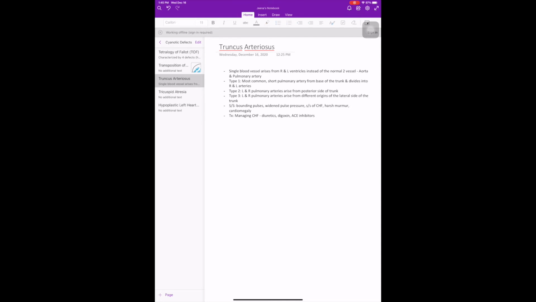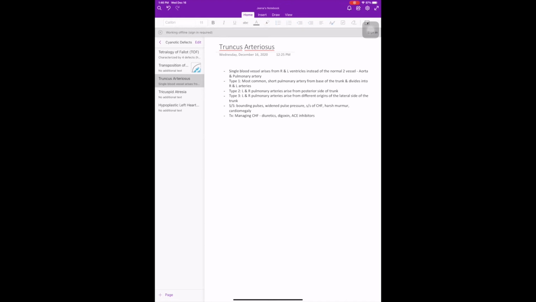So this is where both vessels are just spanning from both ventricles. So in a sense, you're going to have mixed blood, and that's why it's another cyanotic defect of the heart. There's 3 types. The most common is where there's a short pulmonary artery from the base of the trunk and it divides into right and left pulmonary arteries. Then type 2, it's where the left and right pulmonary artery arise from the posterior side of the trunk. And then type 3 is where left and right pulmonary arteries arise from different origins of the lateral side of the trunk.